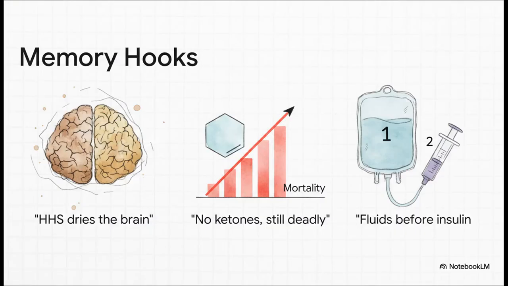And let's lock it in with just a few more one-liners. HHS dries the brain. That reminds you the core problem driving the symptoms is neurologic dehydration. No ketones, still deadly, a quick reminder of that high mortality rate. And the most important action, fluids before insulin. Say it with me, fluids before insulin.